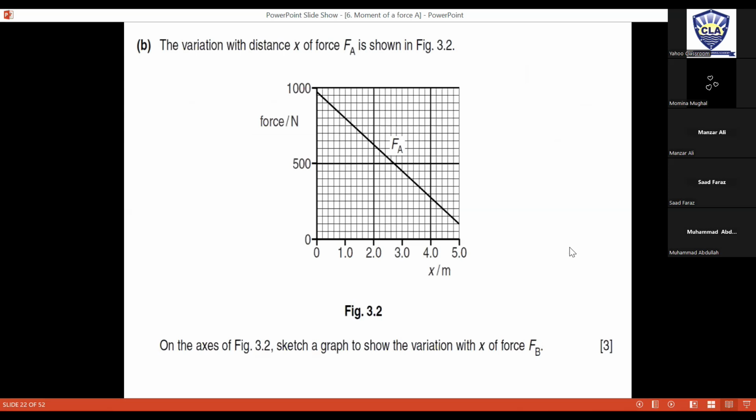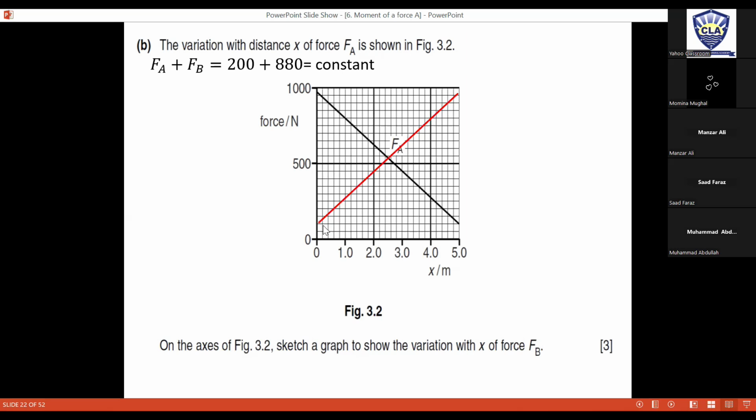Next part. They say if the person is at 0 centimeter, FA is maximum. But as you move towards B, FA decreases. Remember, if you are close to one pivot, you will have all the force on that side. If you go to the other side of the plank, the force will be transferred to that side. So it will be a reverse graph like this.